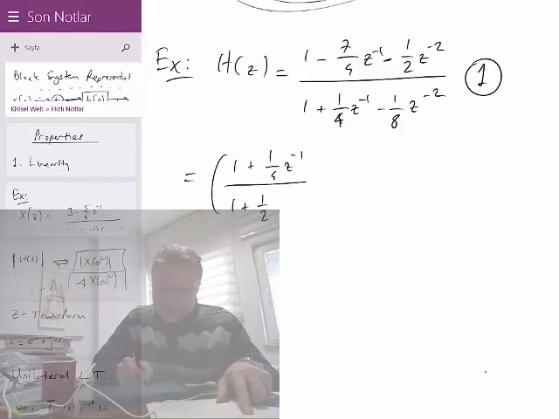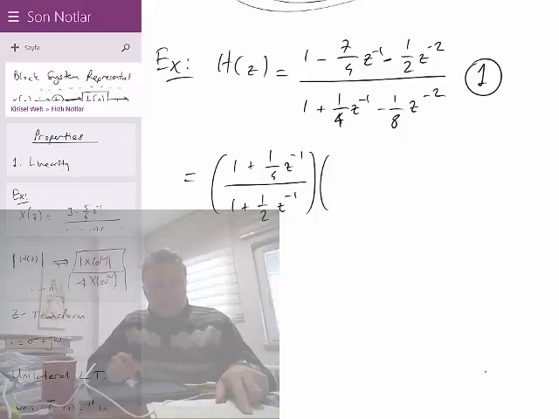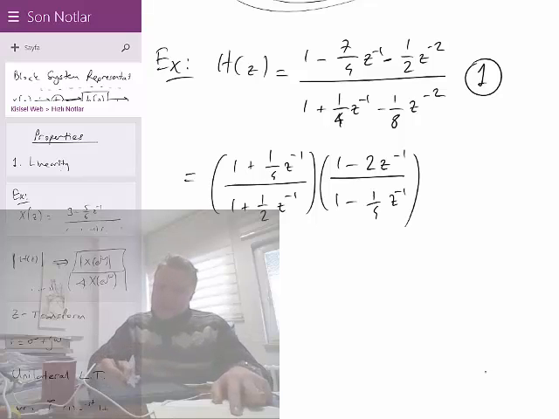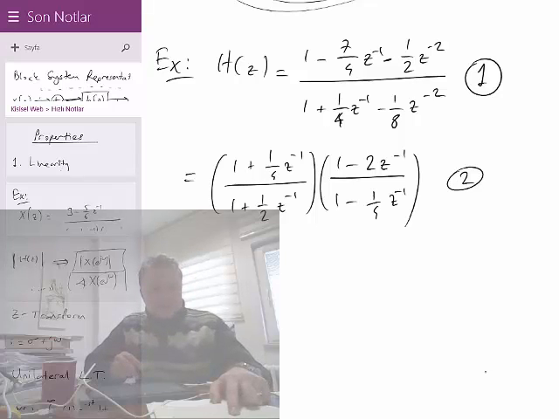1 plus 1/2 z to the minus 1. So from this point on, you see that this denominator has two roots, therefore the system has two poles. The first pole is at minus 1/2, the other pole is at, let's write the denominator, and then you will see 1 minus 1/4 z to the minus 1, like this. So this is the second form, or the cascade form, you may say. And as you see, the second pole is now at 1/4.